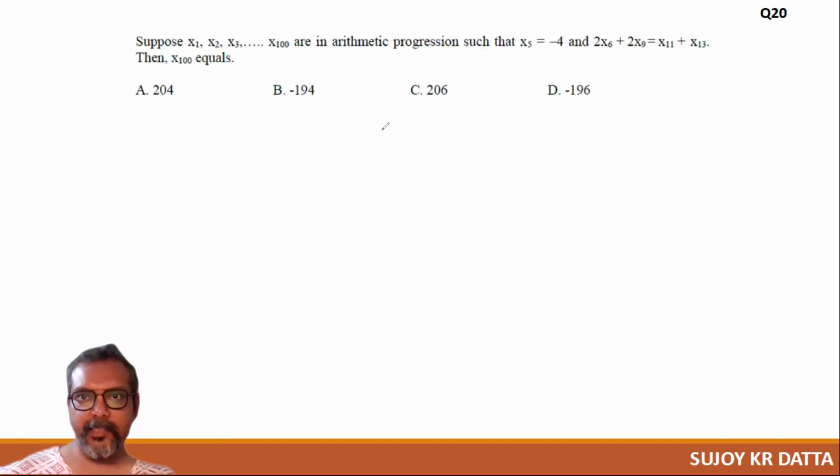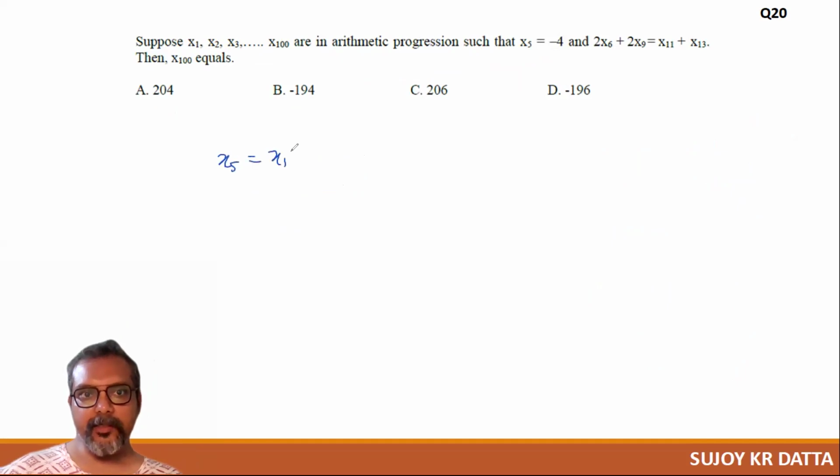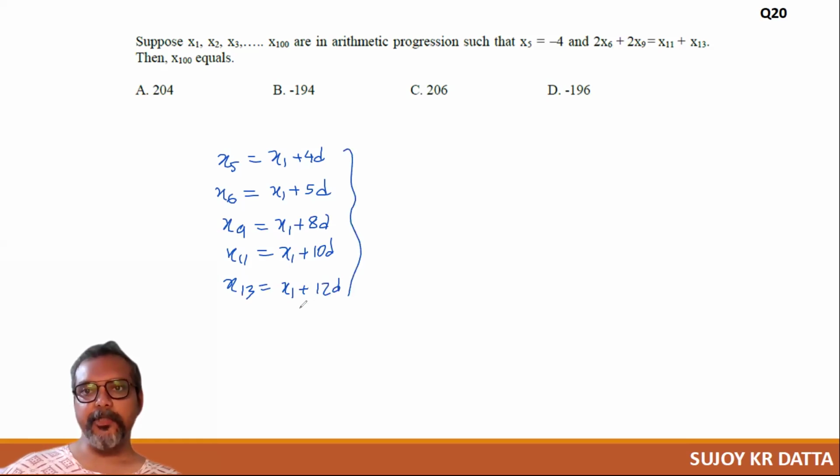So they are in AP. X5 is minus 4. So we can write X5 to be X1 plus 4D. Okay. The first term plus 4D. X6 to be X1 plus 5D. X9 to be X1 plus 8D. X11 to be X1 plus 10D. And X13 to be X1 plus 12D. And then substitute. So we are going to get X5 is minus 4. So X1 plus 4D is minus 4.